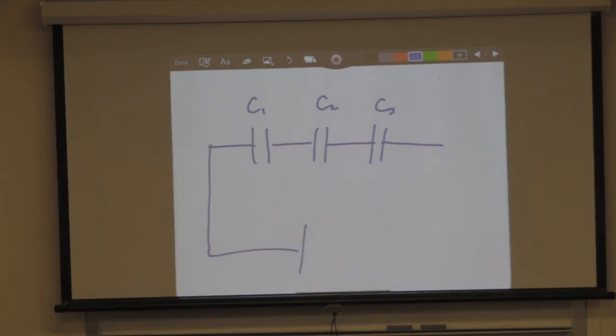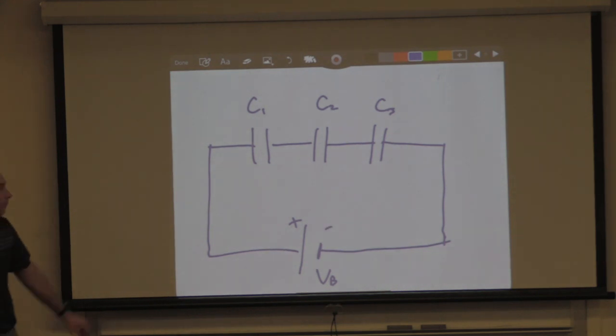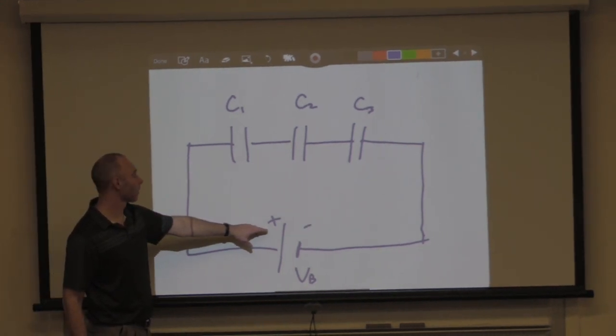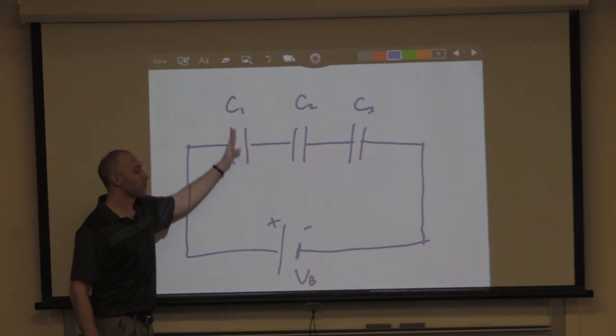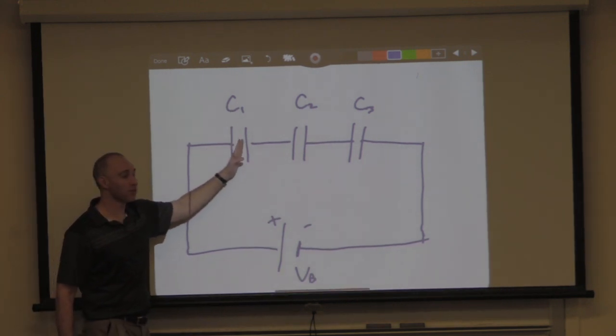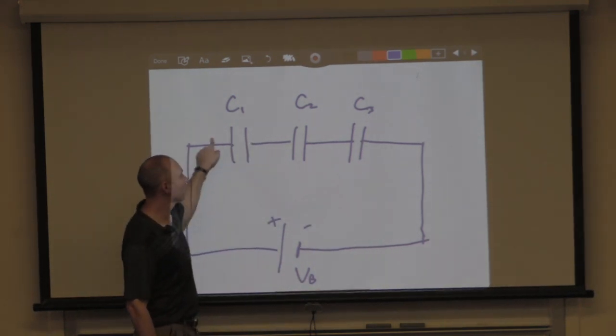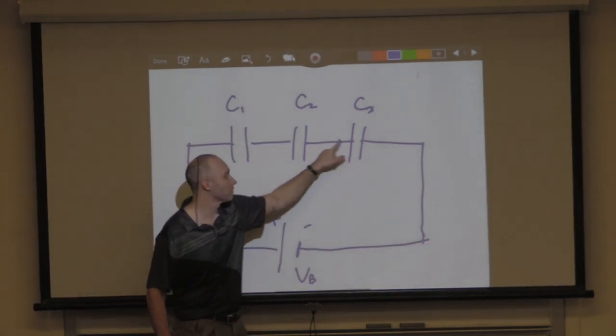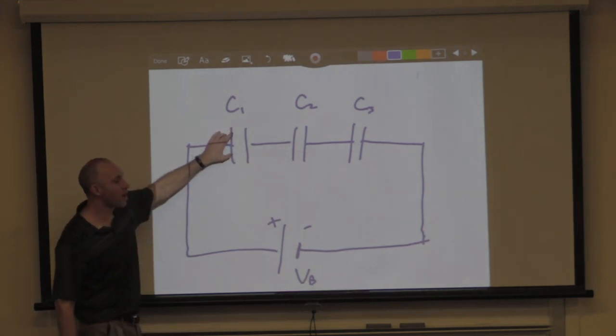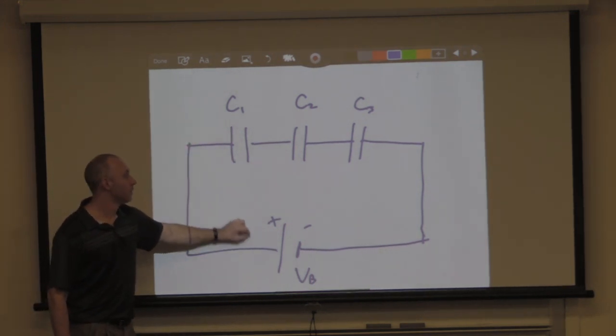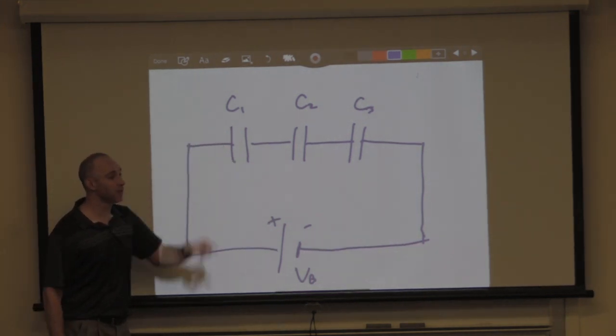If I connect this to a battery, the battery has a voltage, we'll call it V sub B, voltage of the battery. It's got a positive terminal, it's got a negative terminal. That positive terminal is going to pull electrons. There's either an insulator or a gap in the circuit right here, and right here. So electrons can't move across that gap. They can't move across this gap, they can't move across that gap. But it can pull electrons off of this plate. It can pull electrons off of that plate, leaving this plate positively charged.